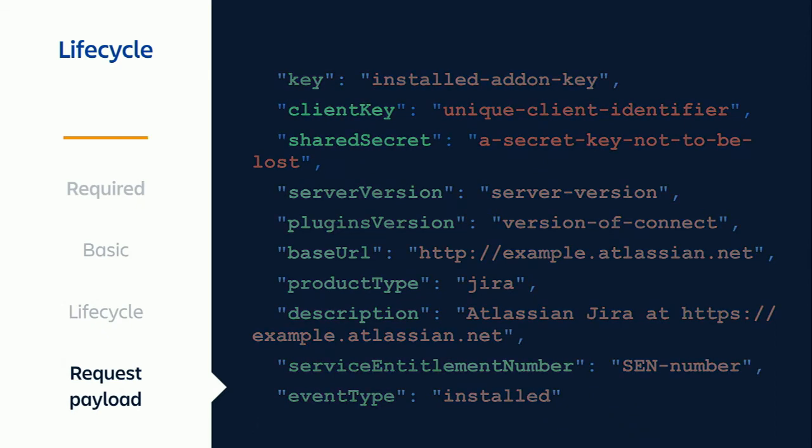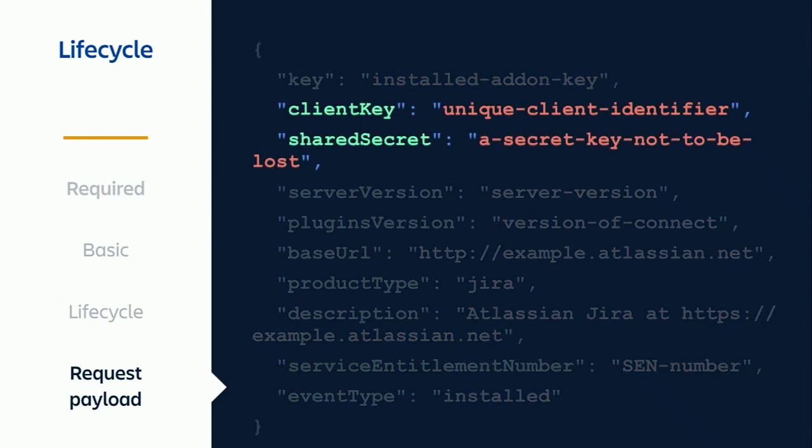So again, the most important attributes in this object are the client key and the shared secret. Those will be important in securing your requests to and from the Atlassian product.